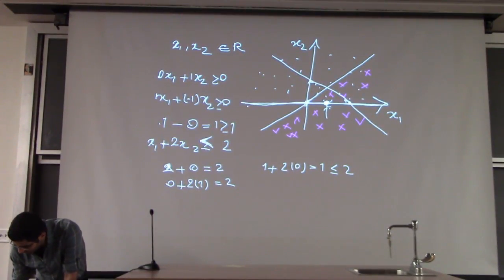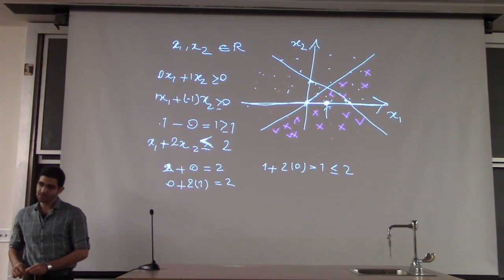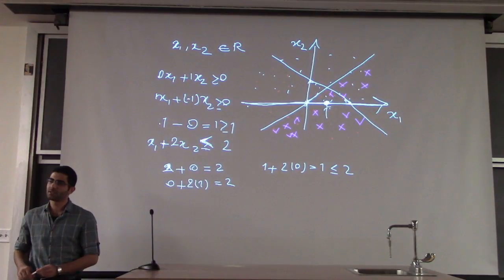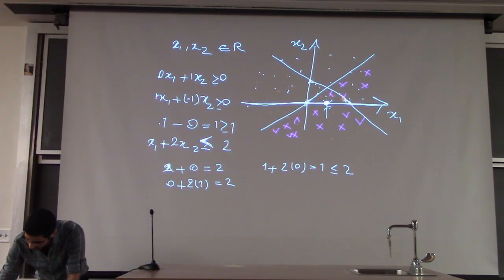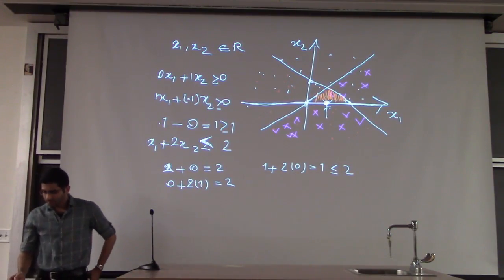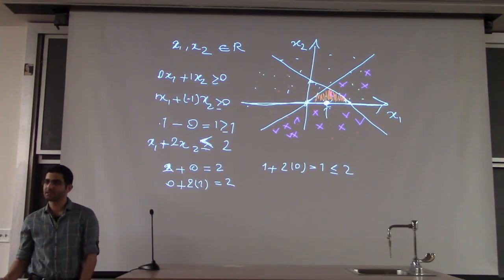So the points here satisfy the inequality. We want a region that satisfies all three inequalities, so we take the intersection of these regions, which is this triangle, right? Any point inside this triangle or on the edge of the triangle satisfies all three inequalities.